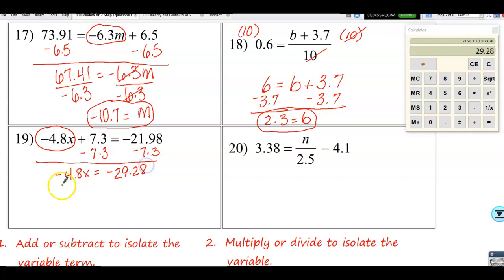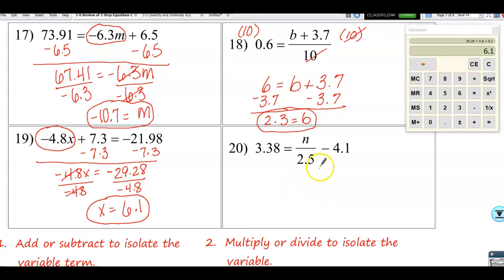And then our last step will be to divide both sides by negative 4.8. Negative 4.8, those cancel. And 29.28 divided by 4.8 equals, oh, look how nicely that turned out, 6.1. And because it was a negative divided by a negative, 6.1 is positive. Okay. It's so sad that we've come to the end here.